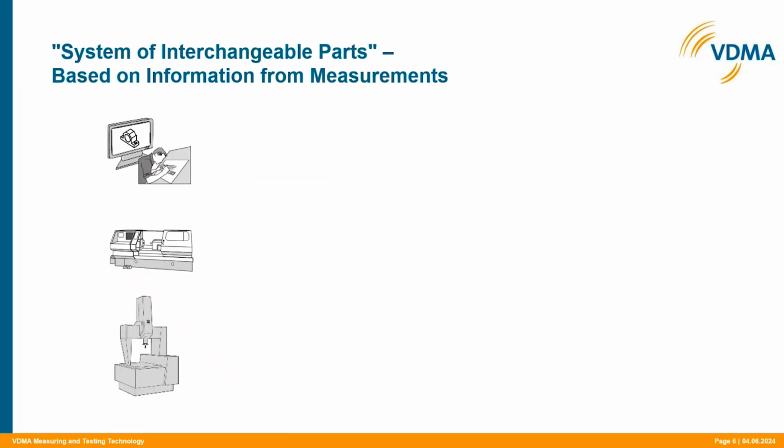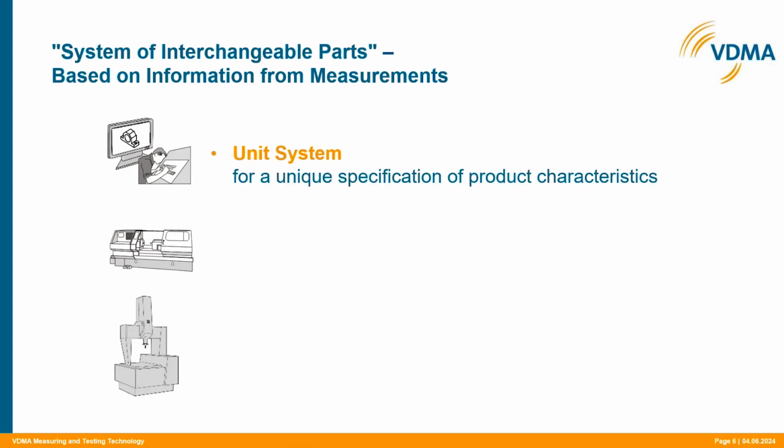So what is a system of interchangeable parts based on information from measurements? Imagine that you are an engineer who wants to manufacture some kind of part. You make your drawing, you give your tolerances for the manufacturing machine, and then it goes into manufacturing and this part is produced. And afterwards, who can measure the quality? This is exactly what a measurement system is all about.